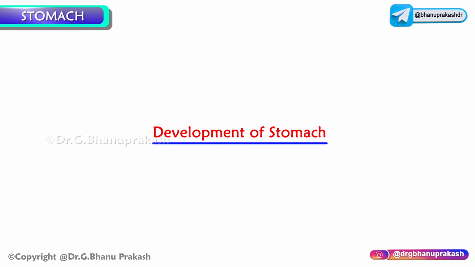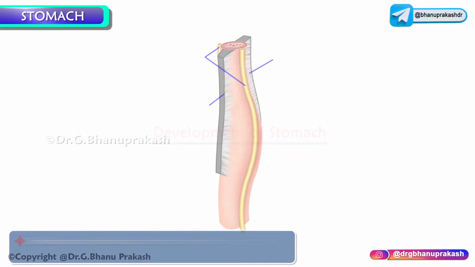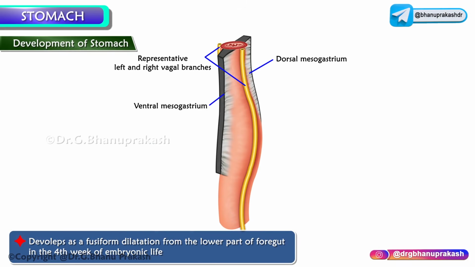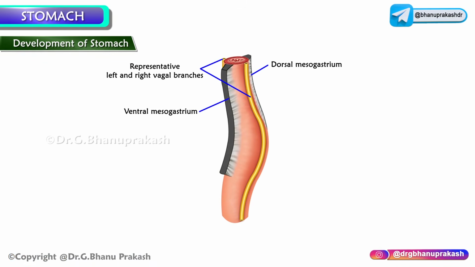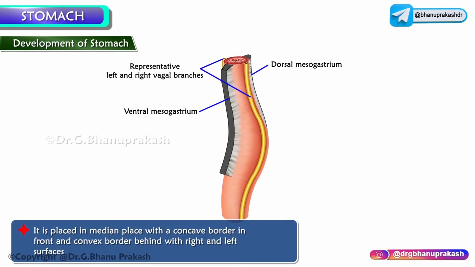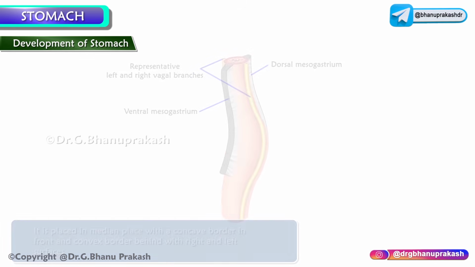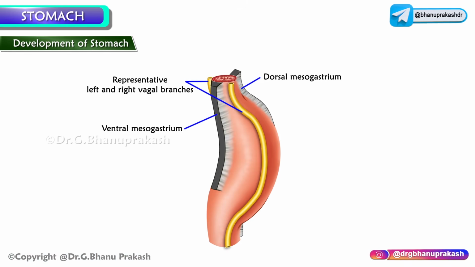And the next is the development. The stomach develops as a fusiform dilation from the lower part of the foregut in the 4th week of embryonic life. At first, it is placed in the median plane with a concave border in front and a convex border behind, with right as well as left surfaces. The anterior border of the stomach is attached to the anterior body wall by the ventral mesogastrium. The posterior border of the stomach is suspended from the posterior body wall by the dorsal mesogastrium.